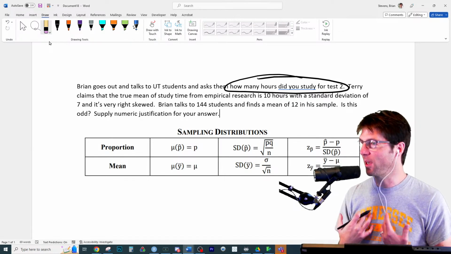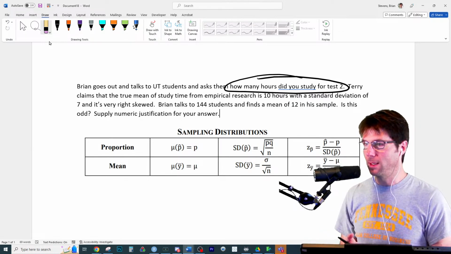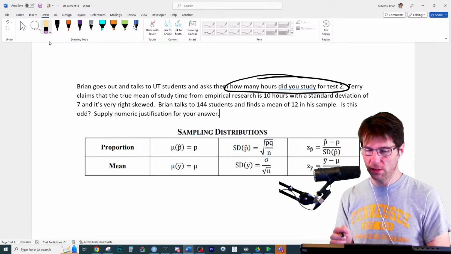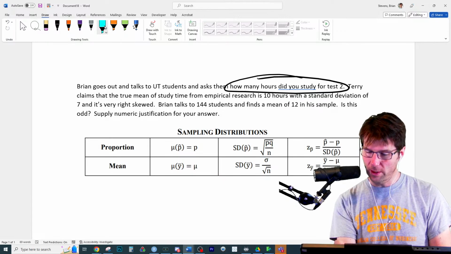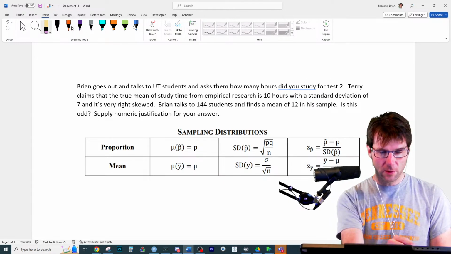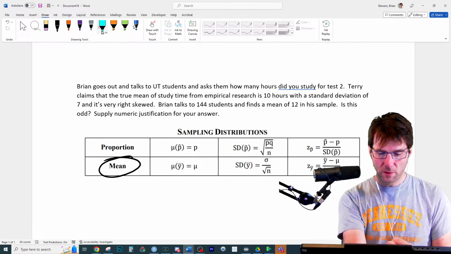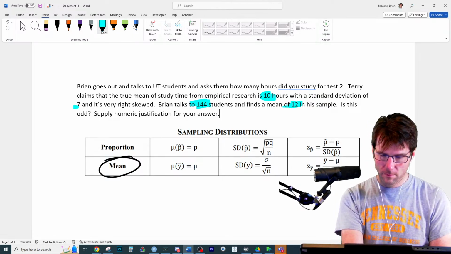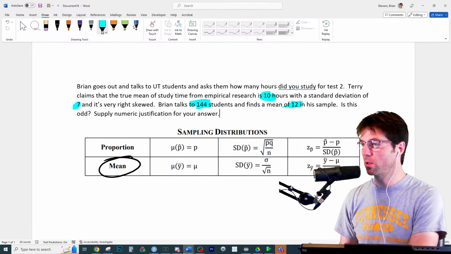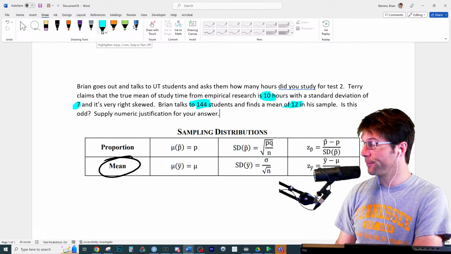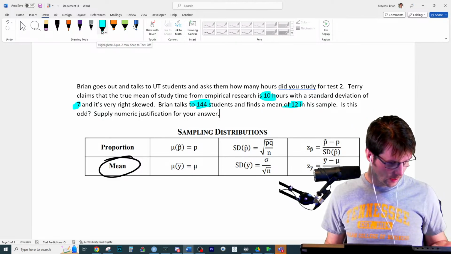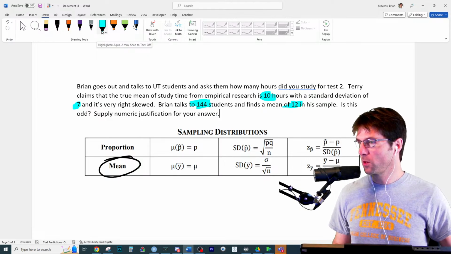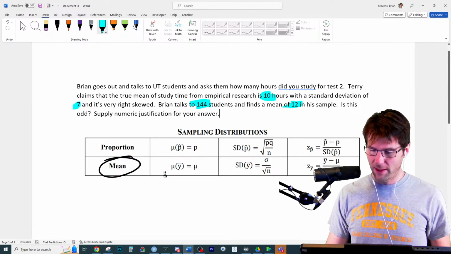Like, are you from Knoxville? I'm actually not. Love Knoxville though. So no. How many hours did you study? 12 hours. Now that we know it's means, we need to immediately start doing what here? What should we do? You know what to do here. Notation. Label that notation.